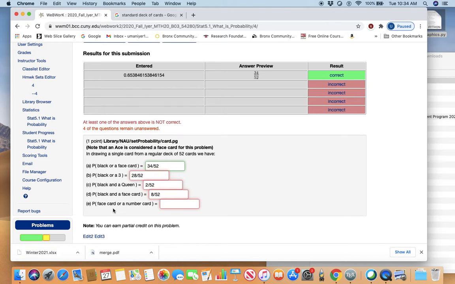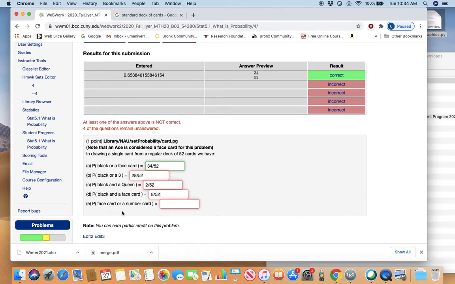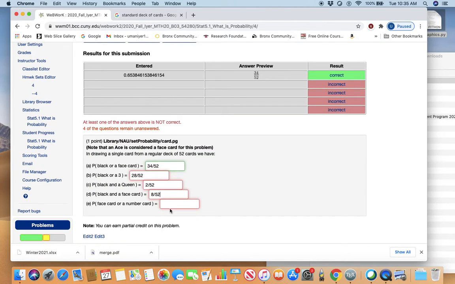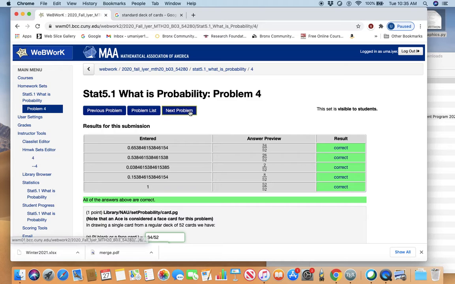A face card or a number card. Number cards. So number cards are all of these. Okay. Face card or a number card. So these are all number cards. The rest are all face cards. So basically you're looking at all the cards. So 52 out of 52. All right, let's check. They're all correct.